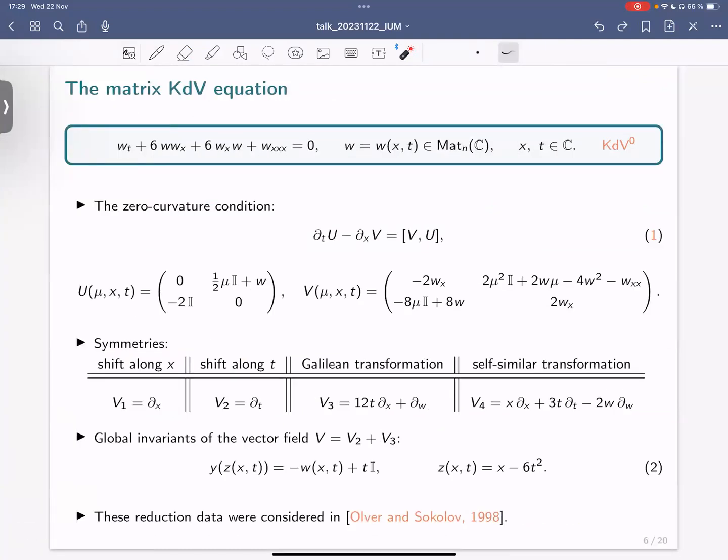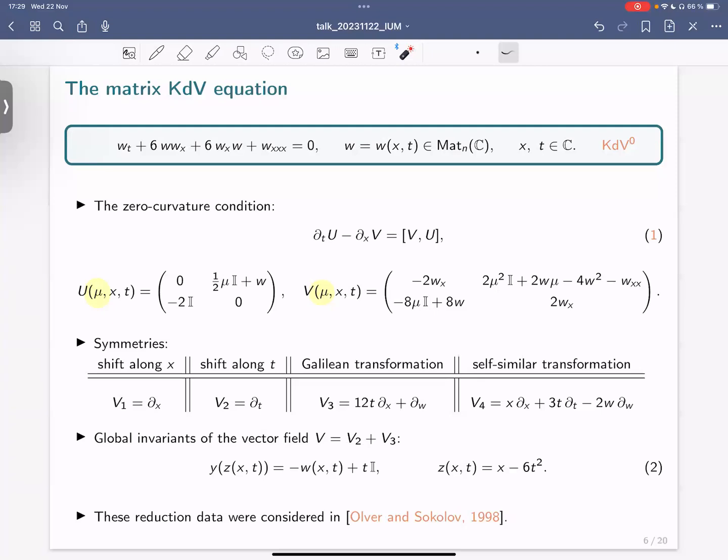Here I write down the explicit form of matrices U and V. These matrices depend on the spectral parameter mu. The matrix KdV equation has the same symmetries as in the abelian case.